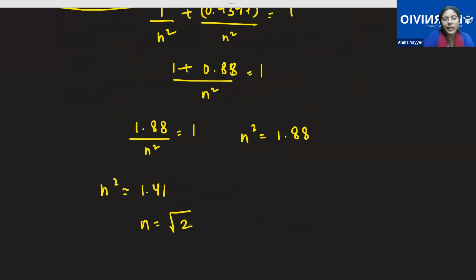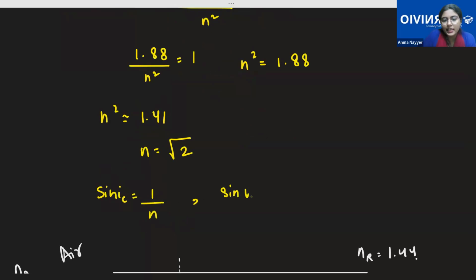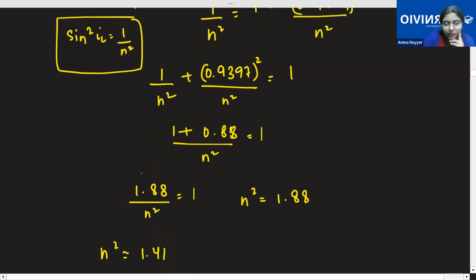Now the question wasn't to calculate n. The question was to calculate the critical angle. So what is the critical angle? Sin IC is equal to 1 by n. So I can say sin IC is equal to 1 by root 2. IC will be equal to 45 degrees. Getting my point, class? Is this question clear to all? Yes, ma'am.